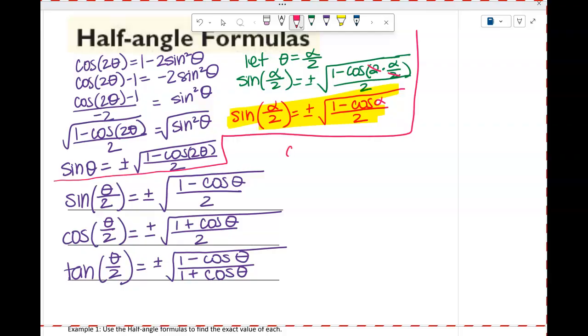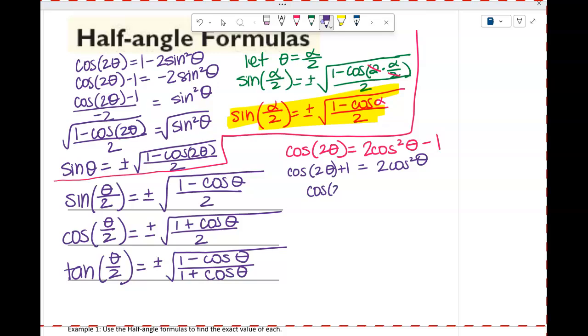Okay. So again, we're going to start with the cosine of double. But I'm going to use the other. Remember, cosine double has like 3 formulas. So I'm using this one. Same process, guys. I'm going to solve for cosine of theta. Okay, so first I'm going to add 1 to both sides. So when you add 1 to both sides, I'm going to have cosine of 2 theta, close it, plus 1 equals 2 times cosine square of theta, then divide by 2. So we would have cosine of 2 theta plus 1 divided by 2 equals cosine square of theta.